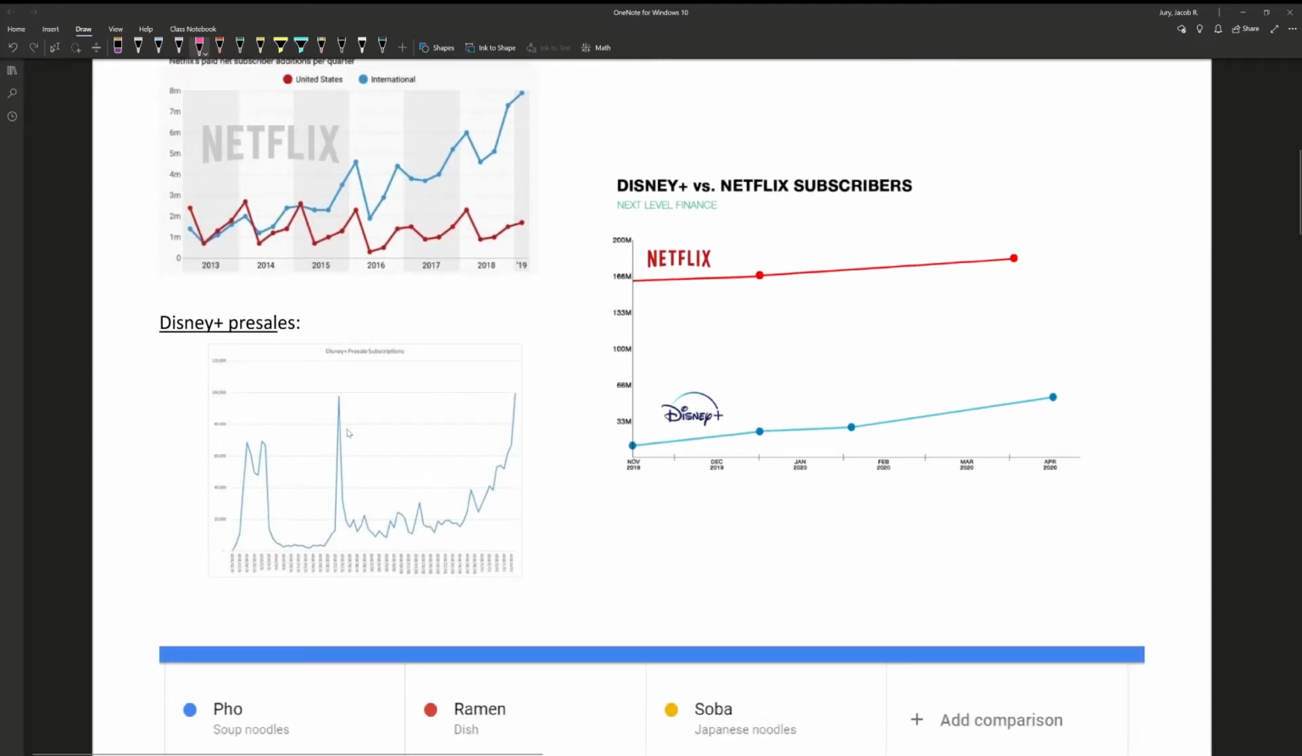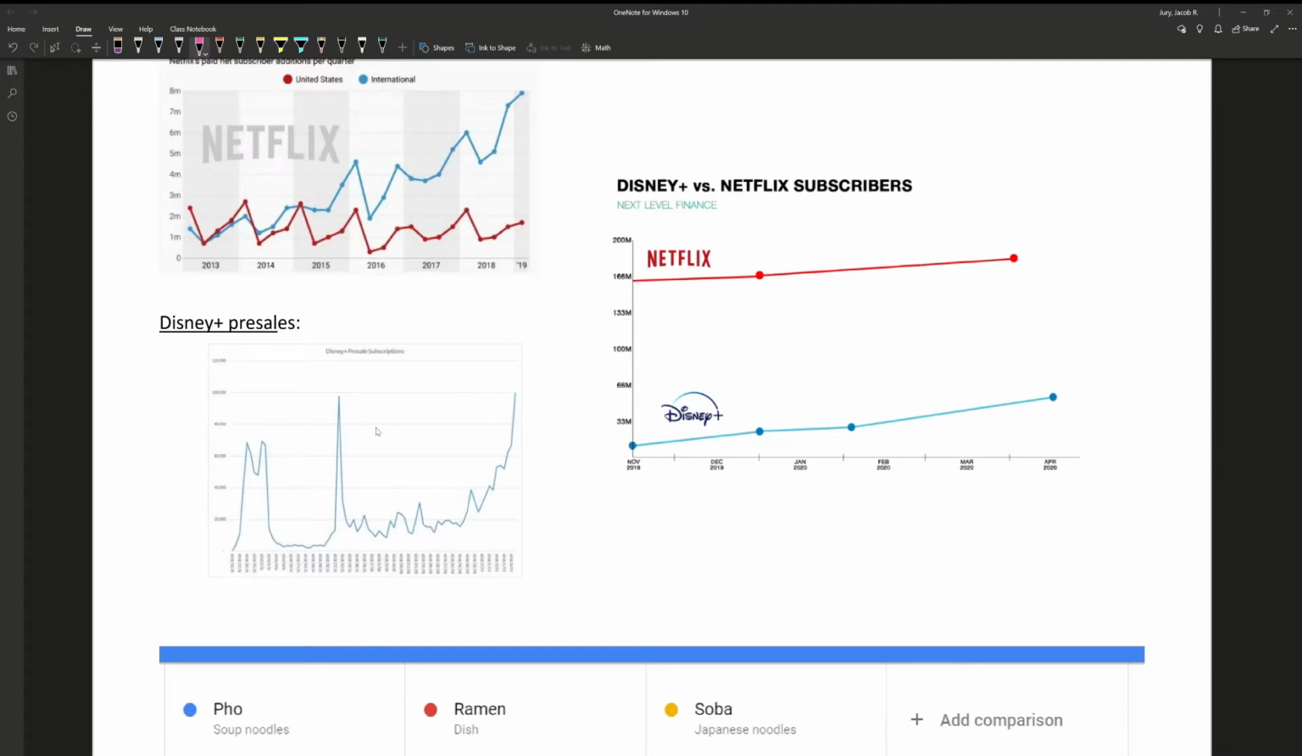And the same can be said for Disney Plus pre-sales. This is just last year over the span of, it looks like a month. And it's right before it was released. You can see how many people, at the announcement, decided to go ahead and buy themselves a Disney Plus. And then as the launch came closer, you saw how many people took advantage of it.